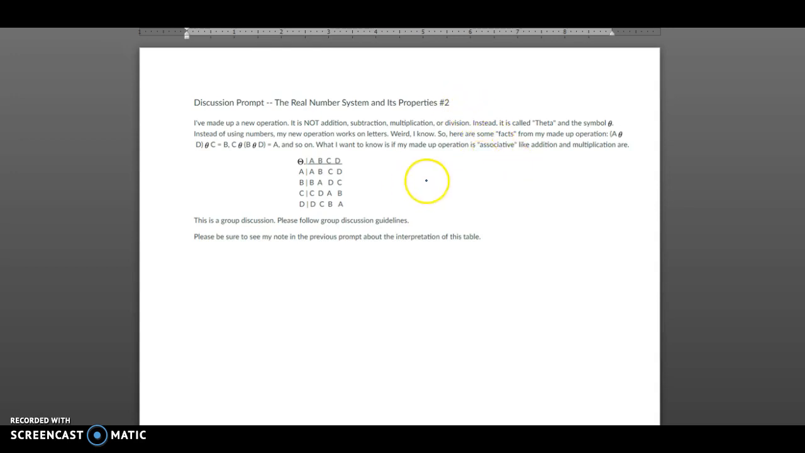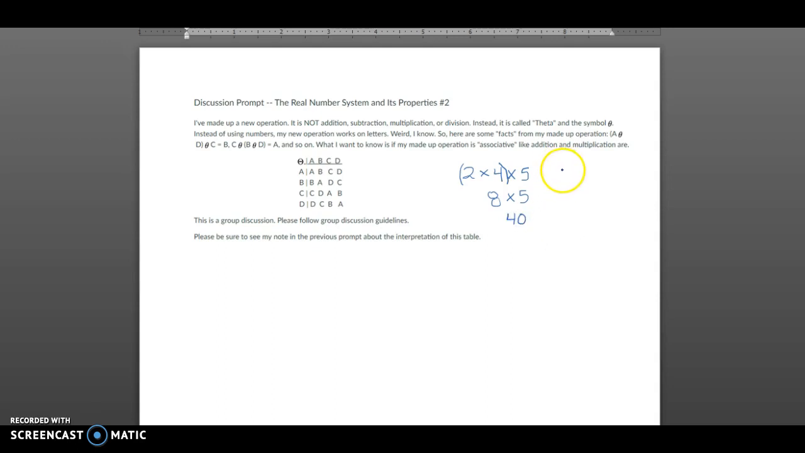So ignore the table for a second. Let's talk about regular numbers, regular operations that we know about. I'm going to do 2 times 4 times 5. There are 2 ways that I could go about getting this answer. I could do 2 times 4 and get 8, and then I could multiply by 5 and get 40.